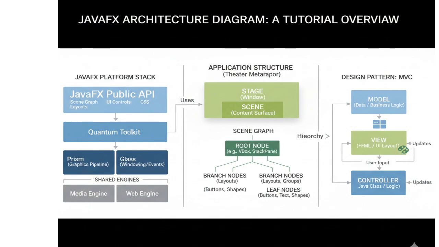Hello folks, in this tutorial we will look at the JavaFX architecture and it's not that complicated basically. Let's move from the left to the right. So basically whatever public API calls that we make for scene graph, CSS, UI controls, all these go to a quantum toolkit. Okay, so quantum toolkit is basically a connection between the public API calls and the pipelines for the graphic rendering, which is the Prism and the Glass windowing kit.